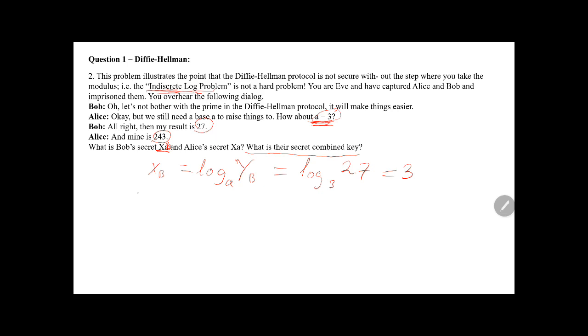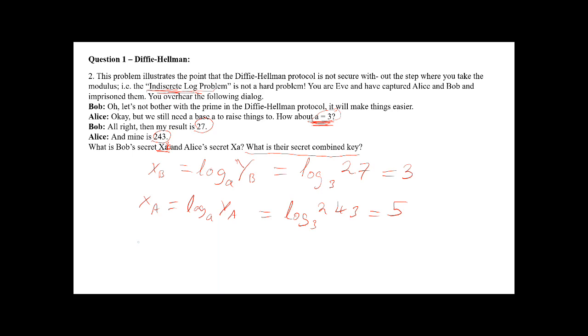To do the same for Alice, we do XA equal log to the base A of YA. This is Alice's public key, which is 243. So in order to solve it, we do log to the base 3 of 243, which is equal to 5. So far so good.